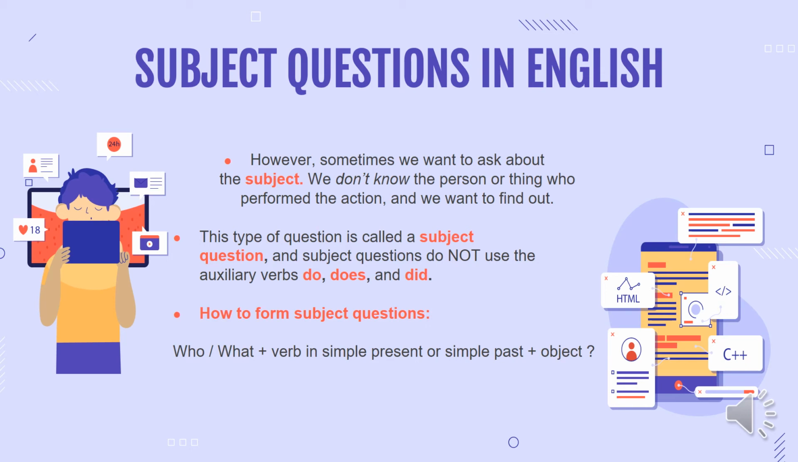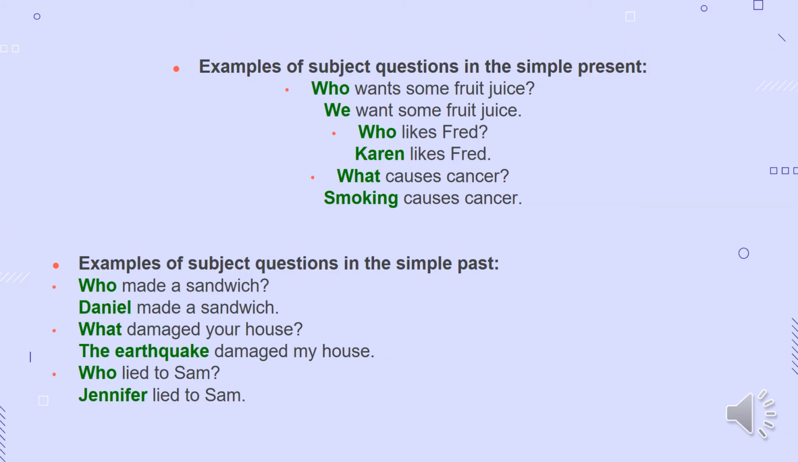So how do we form subject questions? Well, we are going to use the WH questions, who or what, at the beginning of the question, plus verb in simple present or simple past, plus object, and finally the question mark. Well, according to that, let's find some examples of subject questions in the simple present.